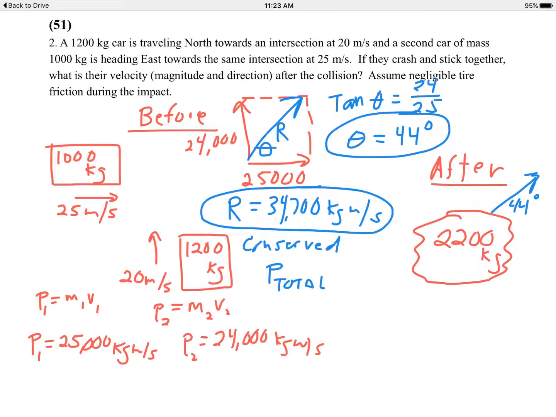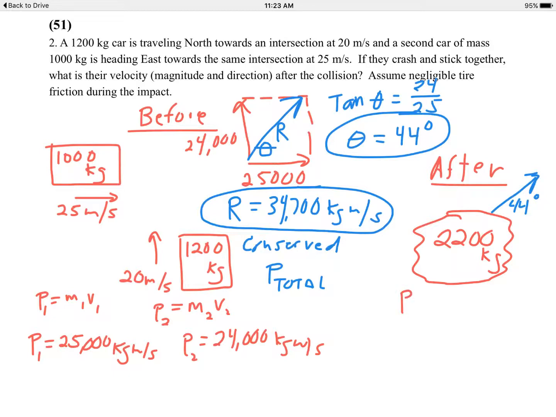Anyway, these problems tend to be a little bit easier than elastic collisions. This is definitely an inelastic collision. When two things stick together, that's always an inelastic situation. There's going to be some loss of energy. We're not going to calculate that in this problem. But this one is, once again, fairly simple. I should say simpler than the first one.